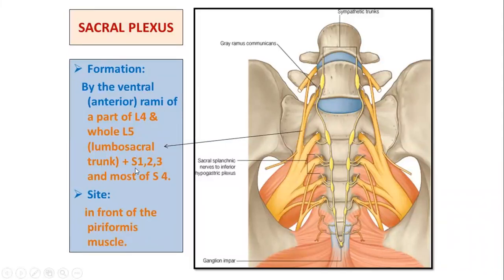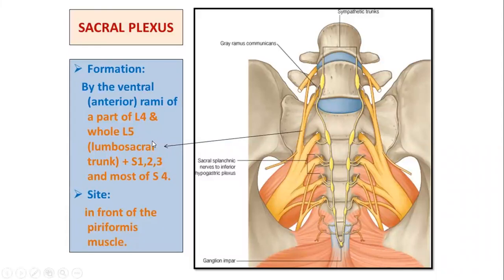And then first sacral, second, third, and most of the fourth sacral spinal nerves, their ventral rami. So the ventral rami of lumbosacral trunk, that is itself formed by L4 partly and L5 mainly or completely, along with the upper four sacral spinal nerves, their anterior or ventral rami. Just like lumbar plexus, it was formed within the substance of the psoas major muscle.